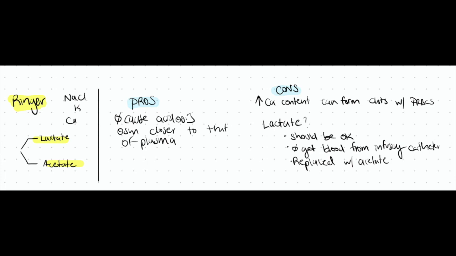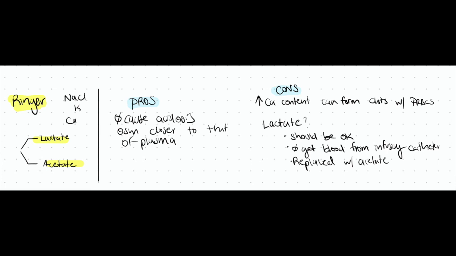Next important crystalloid, Ringer's lactate or Ringer's acetate. Basically, it contains sodium chloride, potassium, and ionized calcium. Concentration of sodium and chloride is similar to that of plasma. It doesn't induce that metabolic acidosis you see with normal saline. So with the increase in calcium, some people worry that you can form clots with packed cells when given together. The other concern is that increased calcium might be a problem with patients on dialysis.